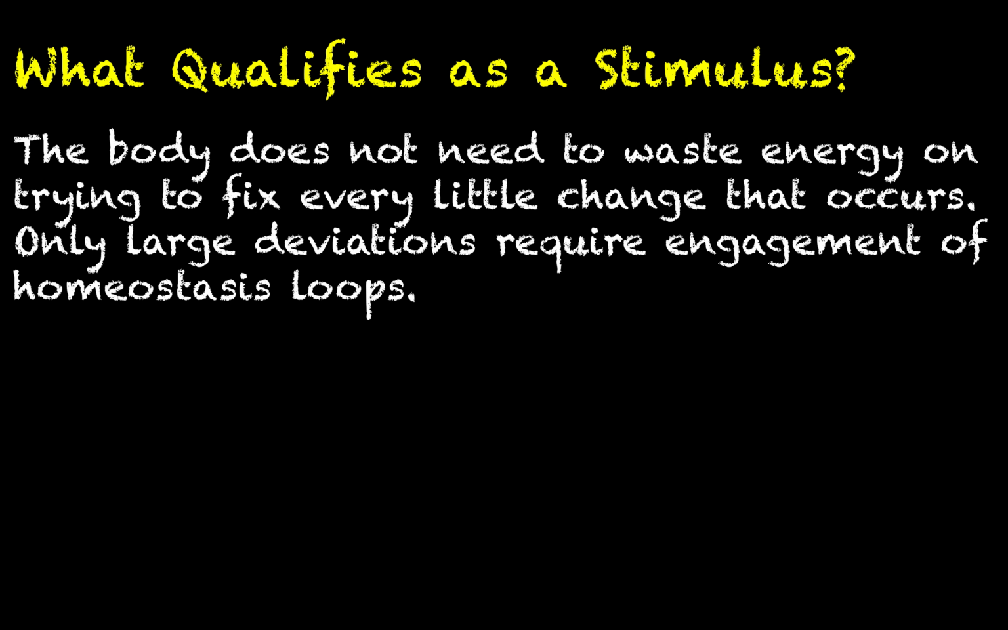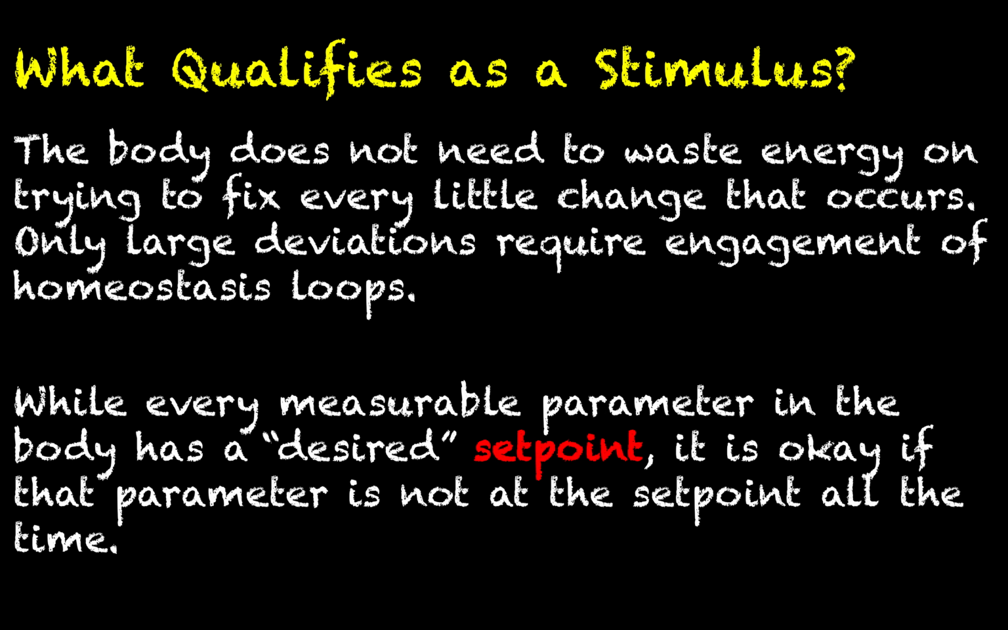Things really need to go wrong for the body to actually respond in a certain way. So that's going to lead to us defining a couple of new terms here. Every measurable parameter in the body has what we could consider a desired set point. If you think of something like body temperature, you're probably aware that your average body temperature is about 98.6 degrees Fahrenheit or 37 degrees Celsius.